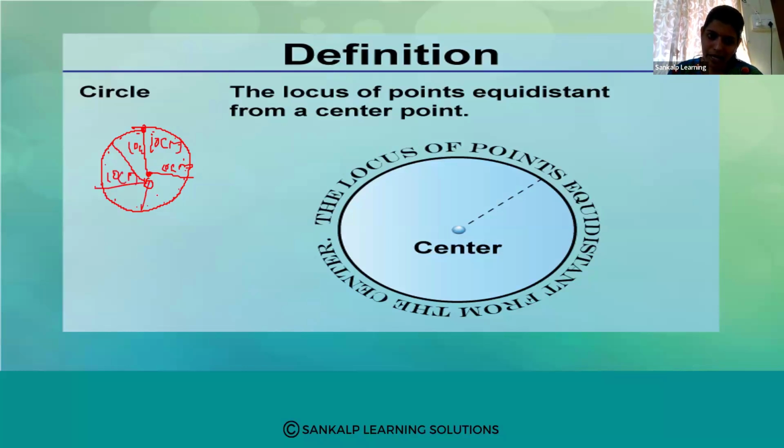That means when you define a circle, circle means the collection of all the points that are equidistant from a center point. Here all the distances are equidistant. In other words, we can say that the locus of a point is equidistant from a center point. So this is a center point. Here all points are at equal distance. So this is a circle, right?